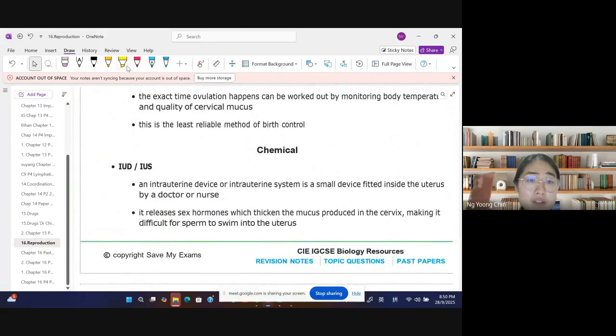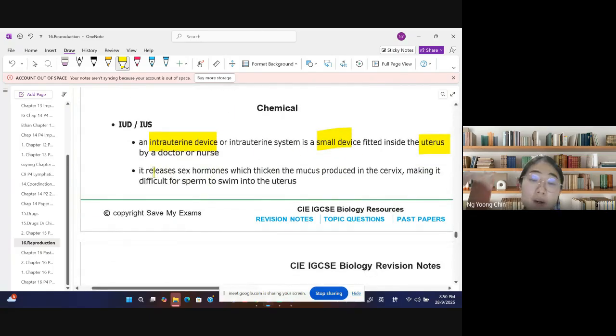Okay, so you have a read on this one. Any intrauterine device is a small device fixed inside the uterus. They are constantly releasing hormones. These hormones can thicken the mucus produced in the cervix, making it difficult for the sperm to swim towards the uterus. Whenever the sperm want to swim forwards to the uterus, the cervix will produce a lot of mucus. This mucus can block the passageway for the sperm to get into the uterus.